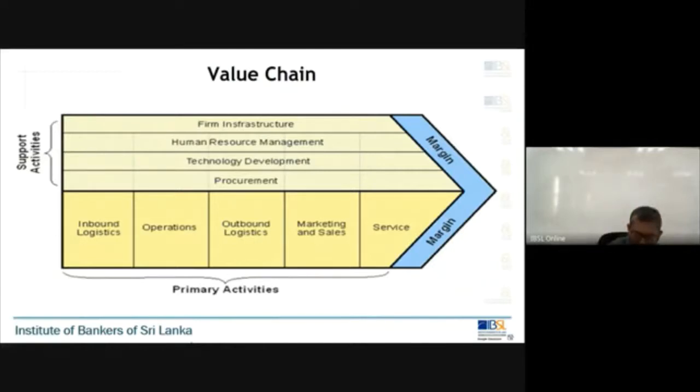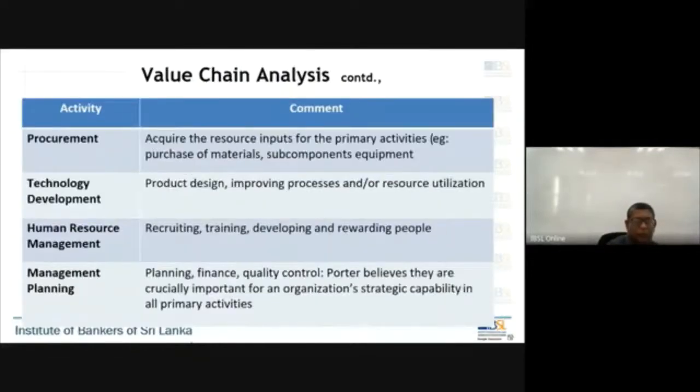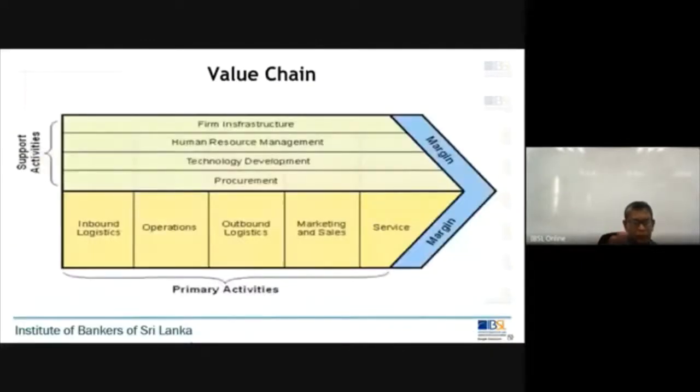Then the last one is the firm infrastructure. So infrastructure, we need all these things: planning, finance, quality control, right? All are important in the firm infrastructure. So we call these supporting activities, which facilitate the primary activities. This is the value chain.